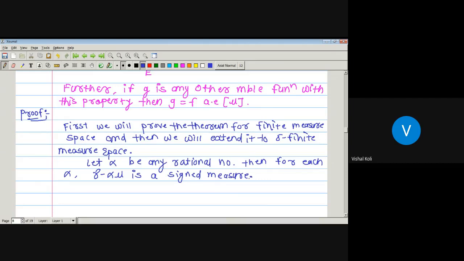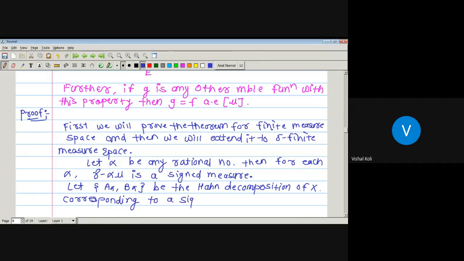Okay. Let A alpha, B alpha be the Hahn decomposition of X corresponding to the signed measure gamma minus alpha mu.